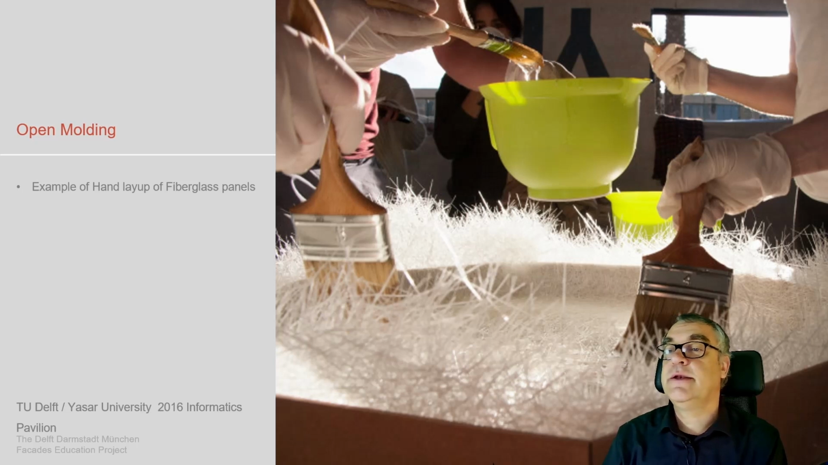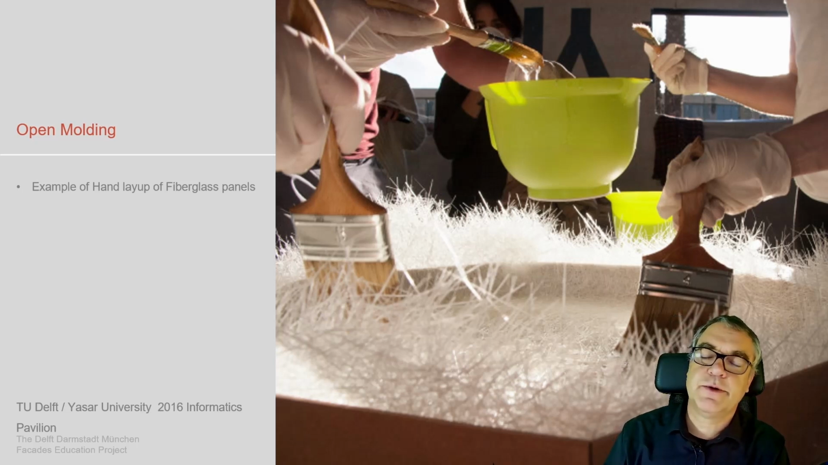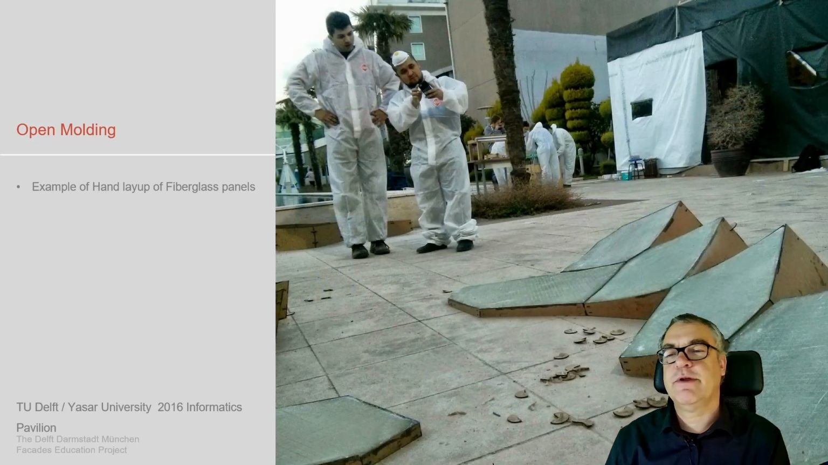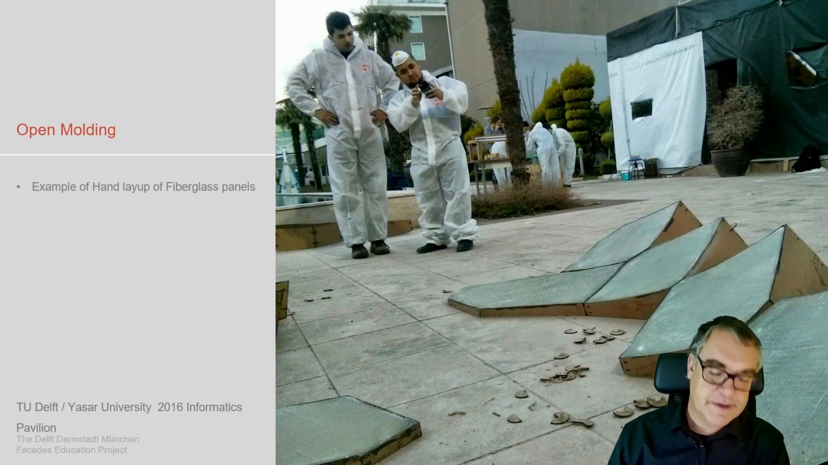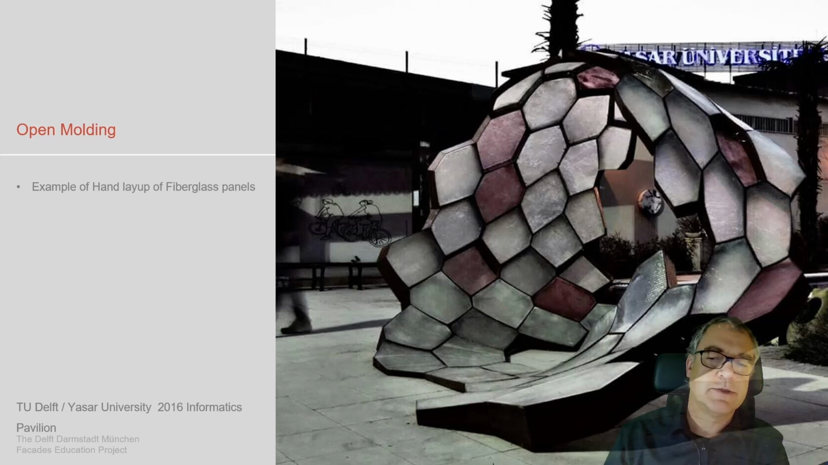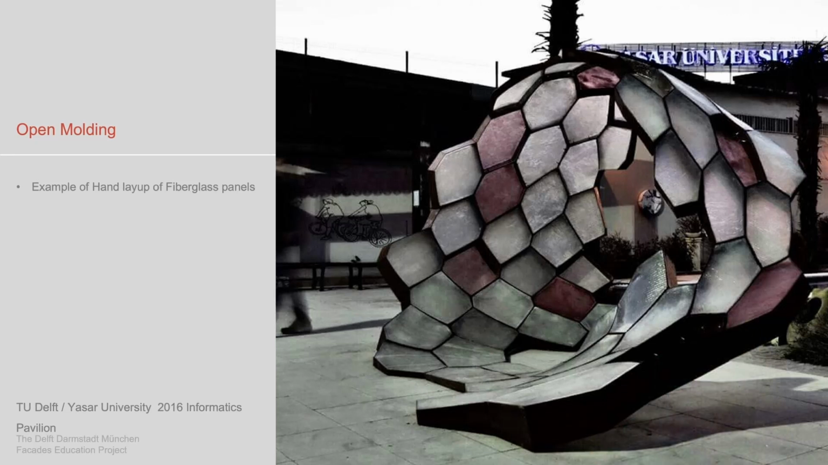This is the hand layer setup. You see the mold, you see all the hands, and you see the resin in the yellow pot at the top, which is brought on top of the fiber reinforcement. A result of this is how well these look. And you also see it's a student project. It's simple to make. It can be used and applied easily.